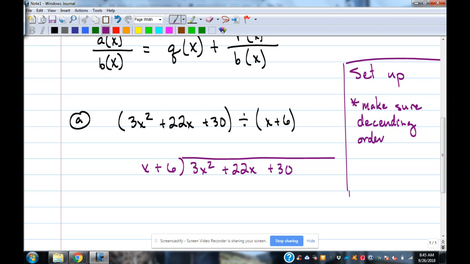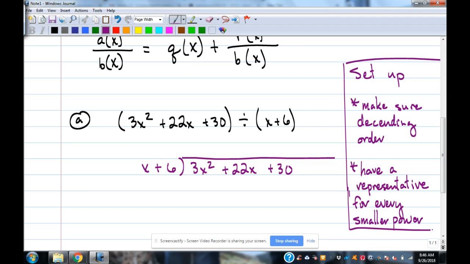Okay, that's one important thing. Make sure both of them are in descending order, not just the stuff on the inside, but the stuff on the outside too. As you're making sure it's in descending order, you also want to have a representative for every smaller power. Okay, these are the only two important things about setup. Descending order, and then have a representative for every smaller power.